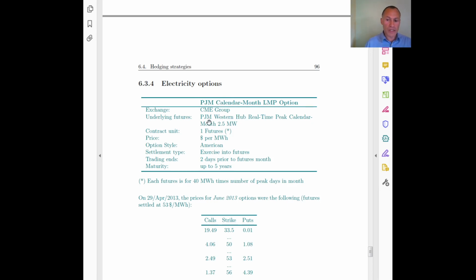Again, it works in a similar way as the previous examples. It is an option on one of those futures we discussed before. Okay, it's again back to the usual kind. It's an American option, and it's exercising to futures as we've been discussing. Okay. All right, let's stop here.